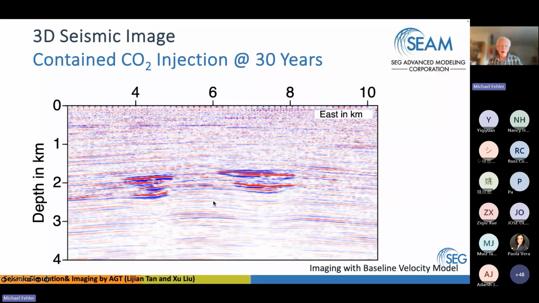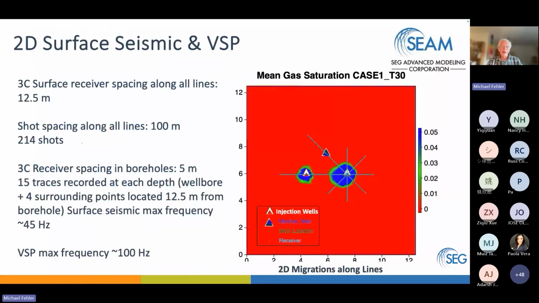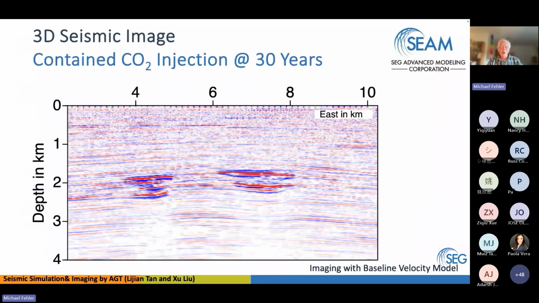This is a 2D east-west cross-section, which is sort of our favorite cross-section to show, of the 3D migration in the contained injection at 30 years. We migrated this with the baseline model, so just to have an imperfect velocity model for the migration of the monitored data. You can see there's some pull down in the lower portion of the reservoir, resulting from using the incorrect velocity model.